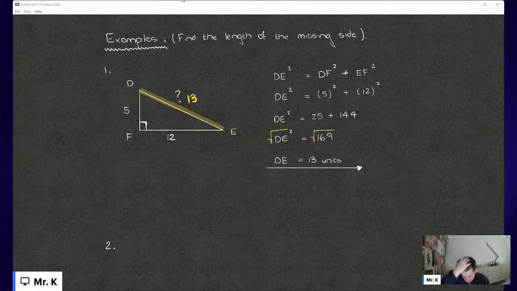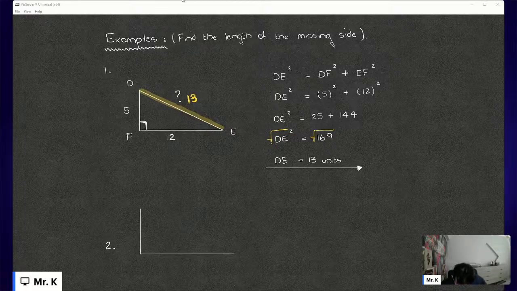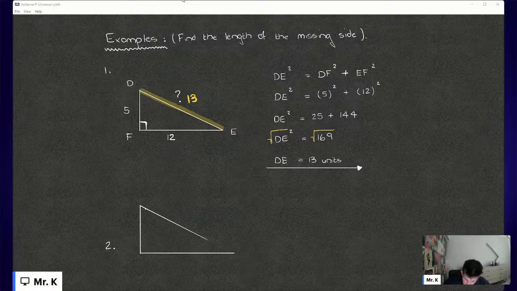Okay, let's go on to example number 2. I'm going to draw another triangle while you guys use the opportunity to quickly copy. Remember, Pythagoras only applies to right-angled triangles. They can come in all kinds of funny shapes, but they have to have one right angle at the very minimum and maximum, I guess.